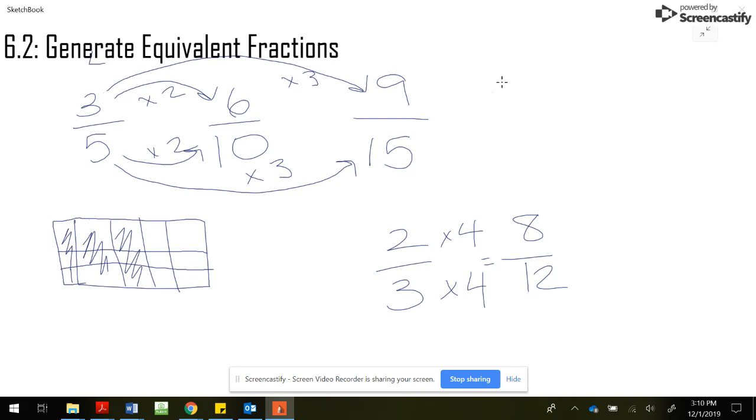So now I'll just pick another one, and I'll do 2/3. Multiply each of those by 5. So 2 times 5 equals 10 for my numerator. 3 times 5 equals 15 for my denominator. So really it's just using that little trick to help us. If we follow that, if we make sure we multiply the same on bottom and on top, we know we'll get an equivalent fraction.